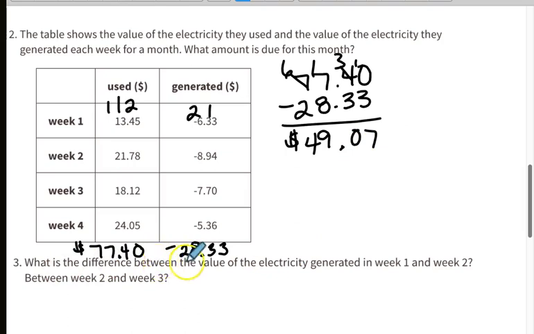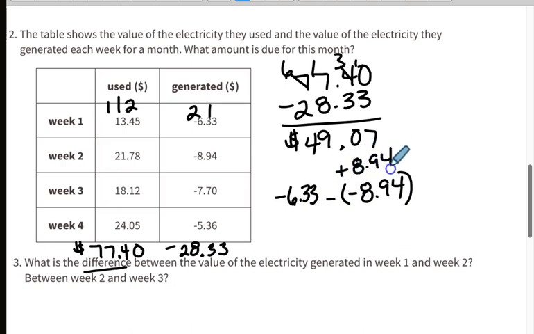What is the difference between the value of electricity generated in week 1 and week 2? Difference, there's that word again. So we're subtracting. Week 1, and we want to know the electricity generated. So week 1 was negative $6.33 minus week 2. Week 2 was another negative $8.94. Notice we have two negatives. So that's going to be a plus $8.94 and a minus $6.33.